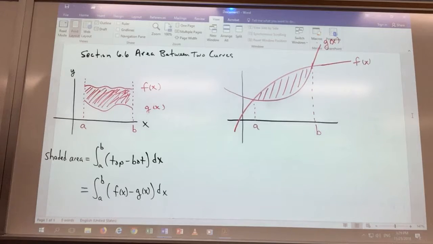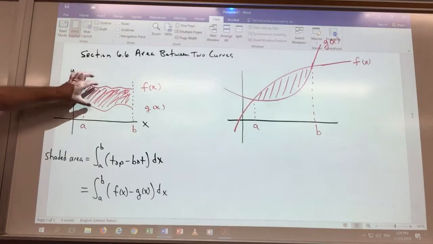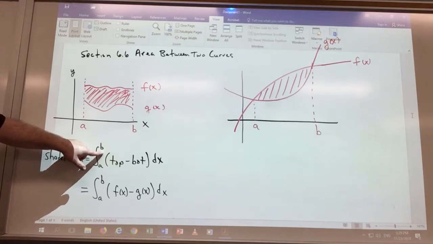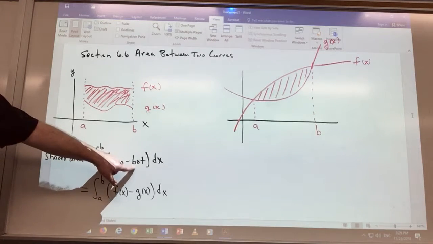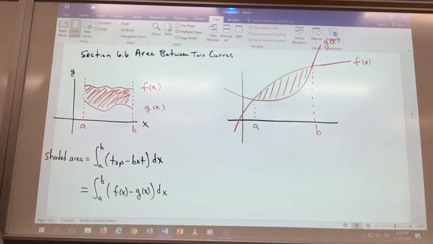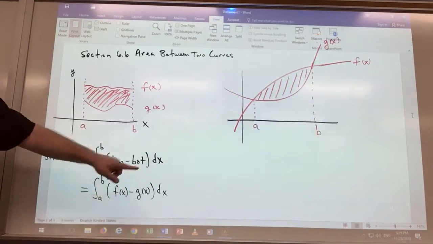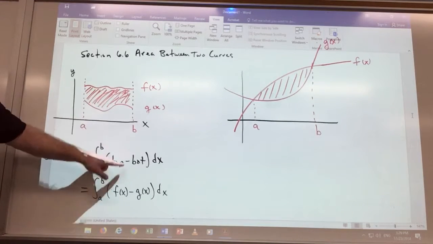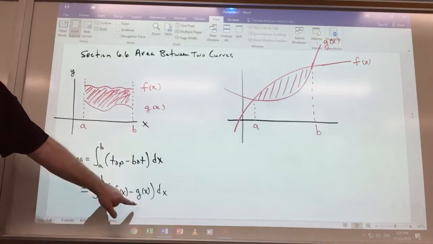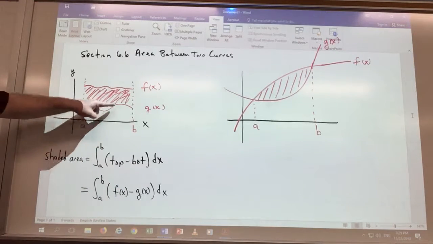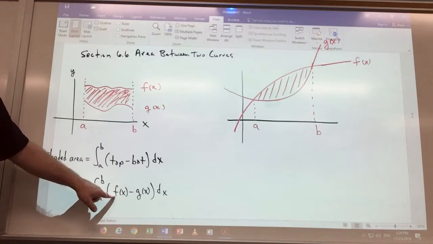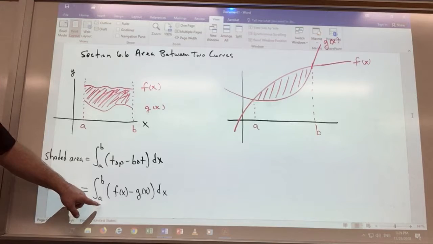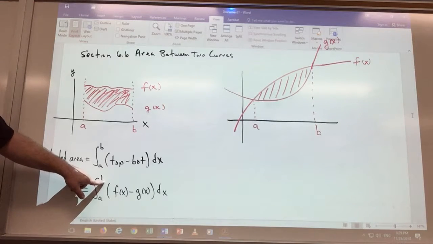And we can write that as our definite integral. The shaded area in red is equal to the definite integral from x equals a to x equals b of the top function minus the bottom function. That's what top minus bottom means. Now you can also write upper minus lower instead of top minus bottom. The top function is labeled f of x in this case, and the bottom function is labeled g of x. So to find this area in red, we just take the top function minus the bottom function, and we integrate that difference from x equals a to x equals b.